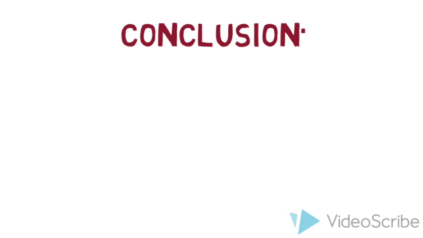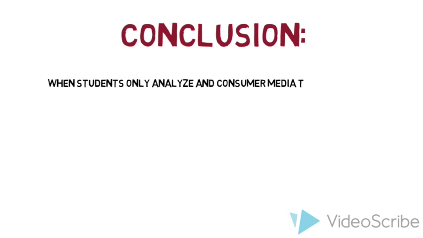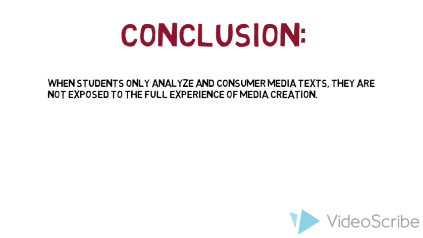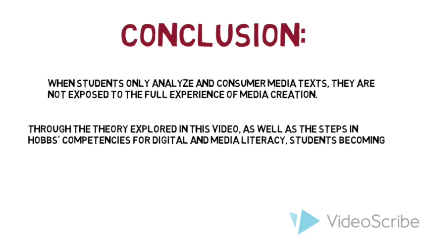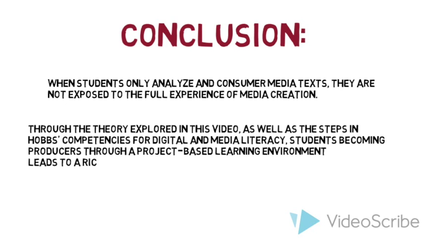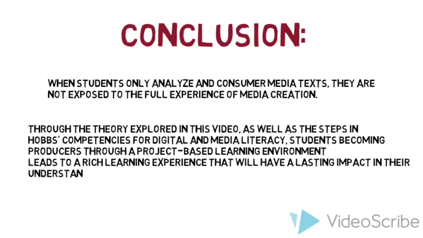In conclusion, we really have a lot to think about with what we've discussed today in having our students become producers. When students only analyze and consume media text, they are not exposed to the full experience of media creation. Through the theory explored in this video, as well as the steps in Hobbes' competencies for digital and media literacy, students becoming producers through a project-based learning environment leads to a rich learning experience that will have a lasting impact in the understanding of media and digital texts.